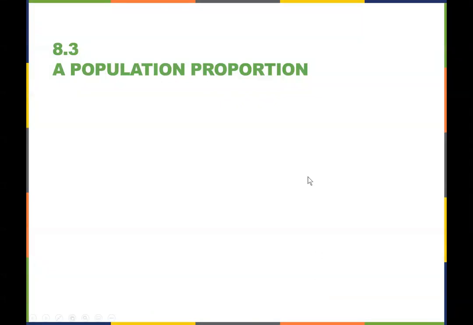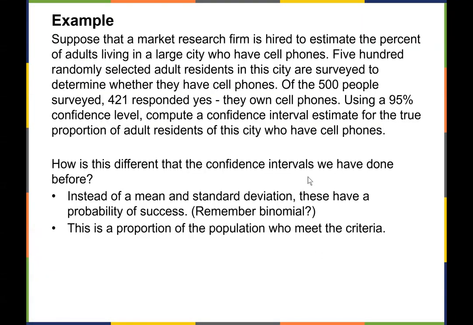All right, let's talk about population proportions. Let's start with an example. Let's suppose that a market research firm is hired to estimate the percent of adults living in a large city who have cell phones. So 500 randomly selected adult residents in the city are surveyed to determine if they have cell phones or not. Of the 500 people surveyed, 421 responded yes, they own cell phones.